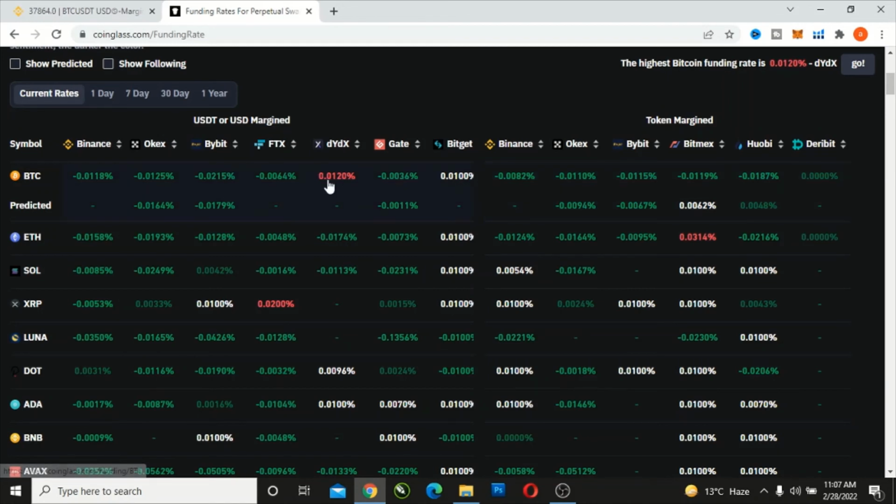So now, as you can see, 2 of them are still positive. When all these exchanges have a negative funding rate, then we can expect a price reversal, or when we see too much negative value of the funding rate, even then we will be expecting a positive reversal or the positive funding rate.